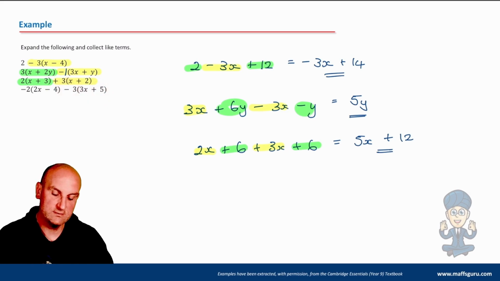Right, so let's do this first. Minus 2 times 2x. Minus 2 times 2 is minus 4. And the x stays there because I haven't got anything with it. What's next? Minus 2 times minus 4. Well, a minus and a minus gives me plus, and the 2 times the 4 gives me 8.